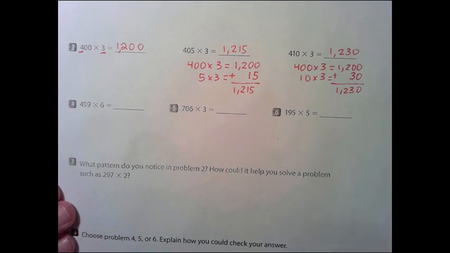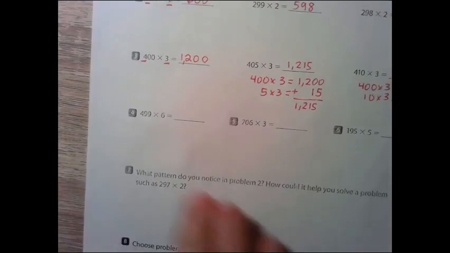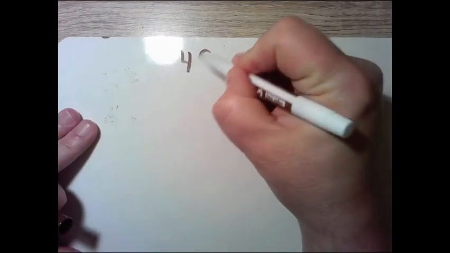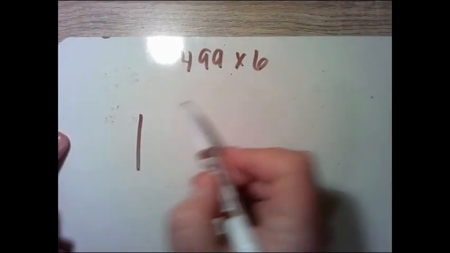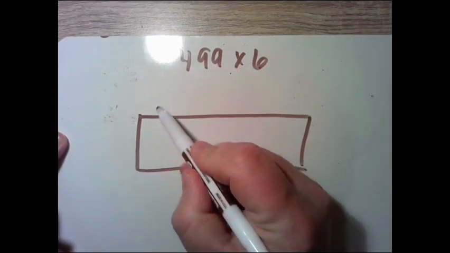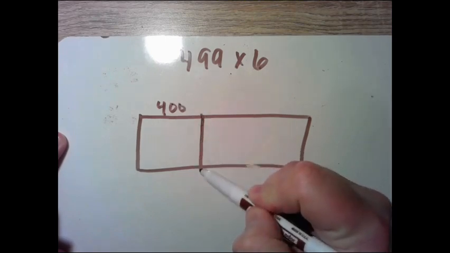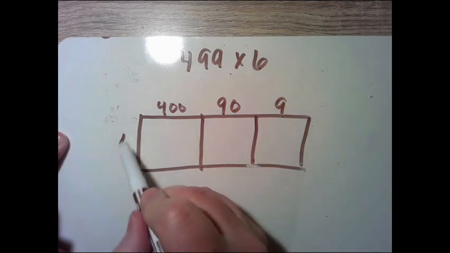Okay. Now number 4, I'm going to show the area model for this one again. So it's 499 times 6. All right, so let me write that up here. 499 times 6. And I'm going to break apart my 499 into different place values. And then we're going to go times 6.